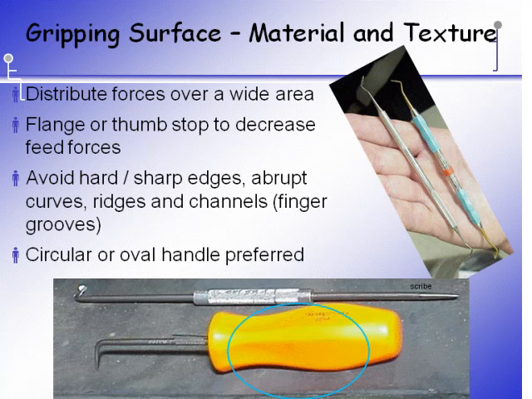Our gripping surface, again, we took in the picture on the bottom, we took the scribe and we put a handle on it. We made it easier for people to grip. You'd like to encourage the use of a flange or a thumb stop because it helps to increase the amount of force that you can feed. So it decreases the amount of forces inside the hand and distributes the forces over a wider area.